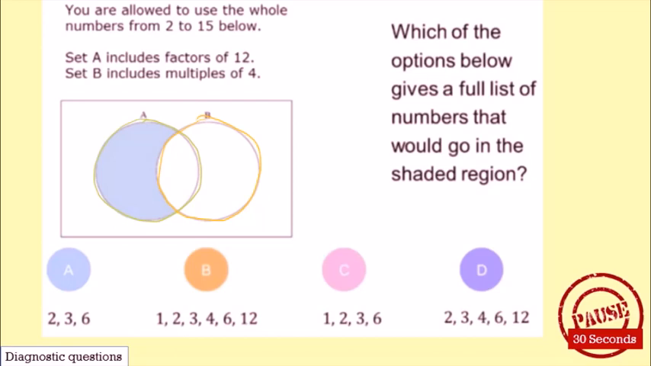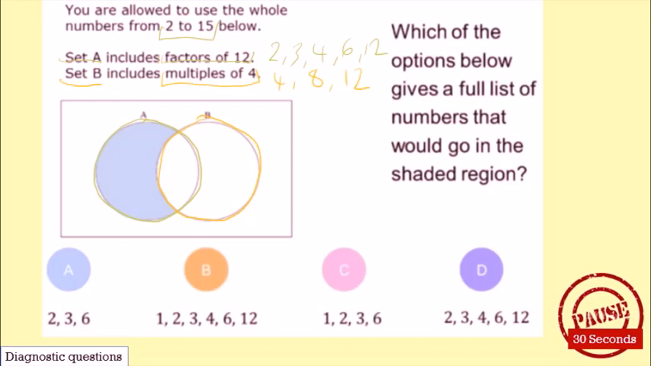Okay, brilliant, well done. So the numbers between 2 and 15 are the numbers I can use in the Venn diagram. In set A, I can include factors of 12 only. So that is 2, 3, 4, 6 and 12. Okay. And in set B, circle B, I can only include multiples of 4 between 2 and 15. And there are only 3 of those, 4, 8 and 12.